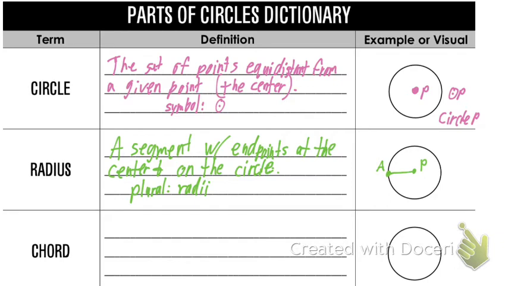All right. Chord. Okay, we're not talking about a cord that you plug in or anything like that. It's spelled more like the musical chord, even though it's different than that too. So chord is another segment. This one has endpoints on the circle. So both endpoints are on the circle for this one.